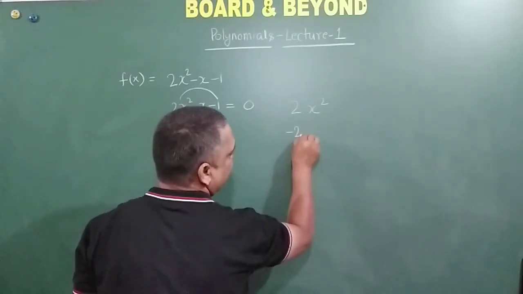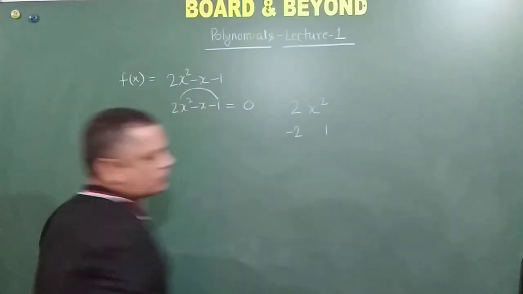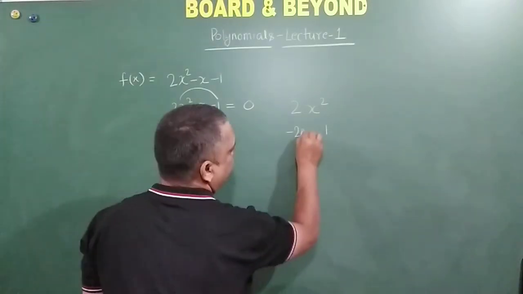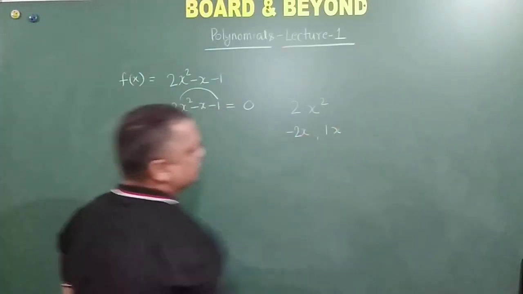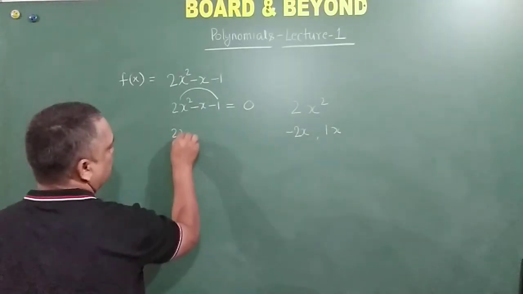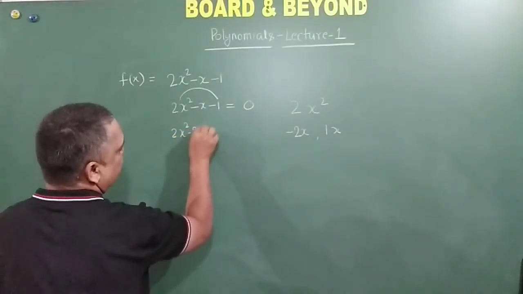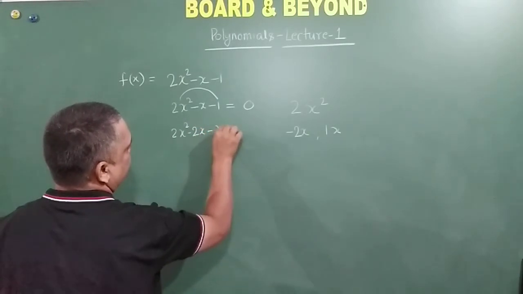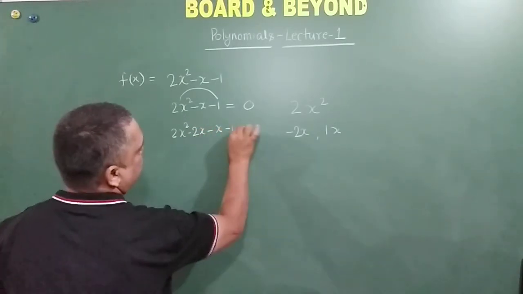So the only possibility that we have is minus 2 plus 1. When we add, I get minus 1. I introduce x on both the sides. These are my factors. 2x square minus 2x plus x minus 1 is equal to 0.